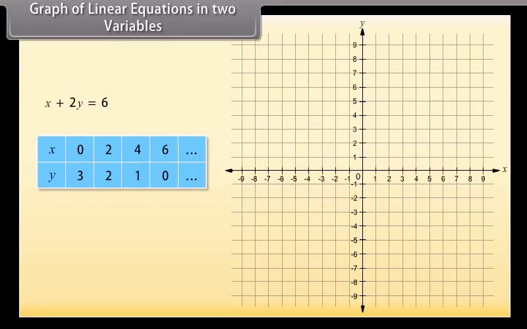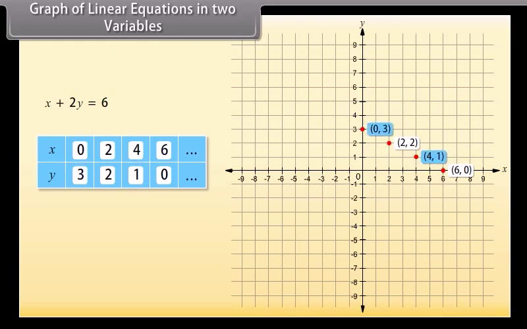Let's first take x as 0 and y as 3. This is the point we have obtained. Similarly, mark other points on the graph using these values. Now join any of these two points and obtain a line. Let us join (0, 3) and (4, 1). Call this line AB. We can see that the other two points, (2, 2) and (6, 0), also lie on the line AB.